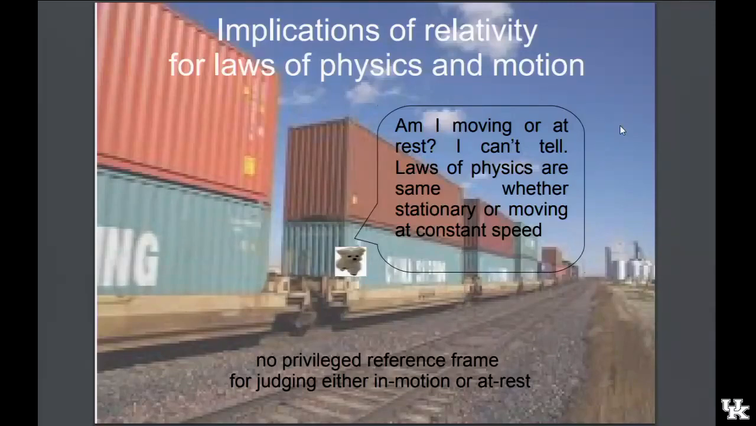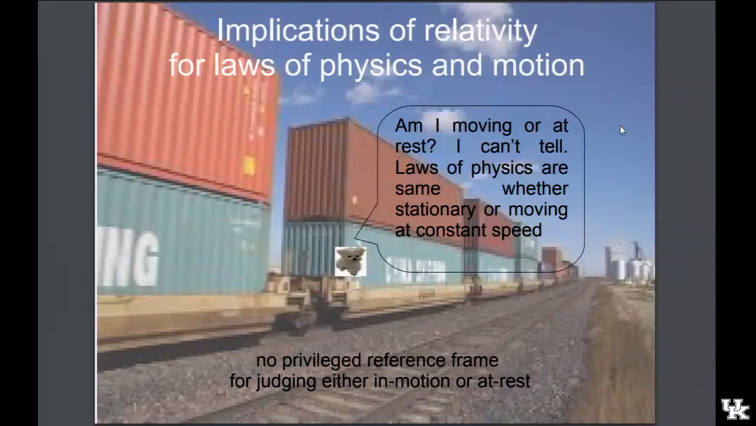So the point of this picture is here. Here's my dog, and my dog is inside one of these shipping containers, and he wants to know if he's moving or not. Well, he can't tell if he's moving with constant velocity motion or whether he's stationary. There's nothing different about the laws of physics. There's no experiment that he could do to actually distinguish whether he's stationary or he's moving with constant velocity.